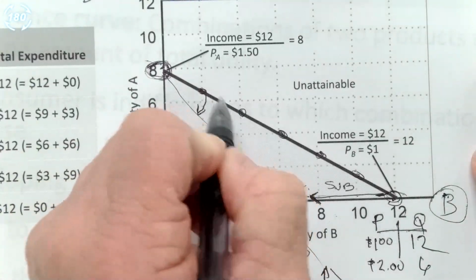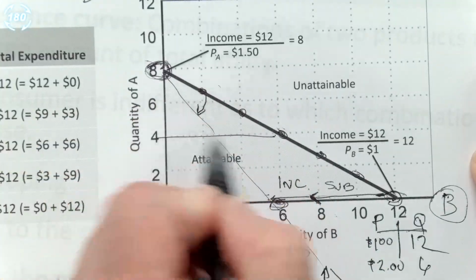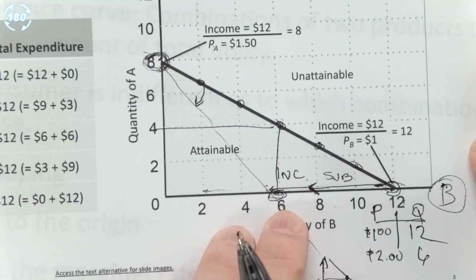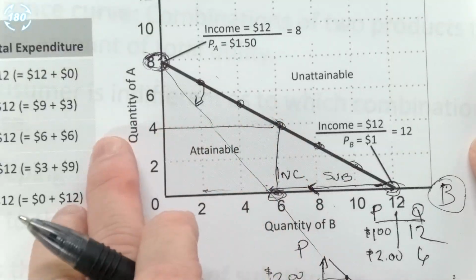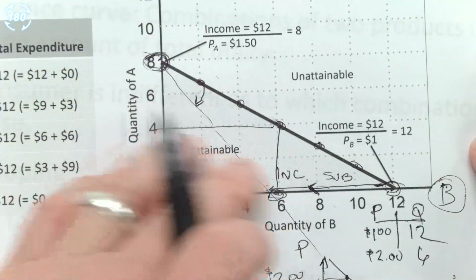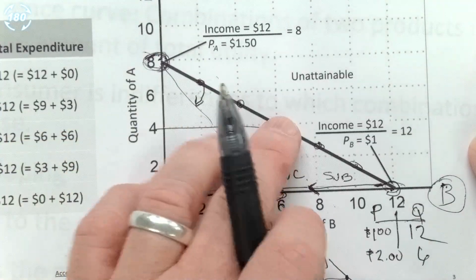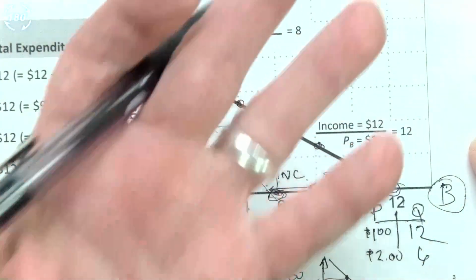So it's some sort of bundle in the interior here. It might be this one: 6 pounds of oranges, 4 pounds of apples. And it all depends. If the price changes, that's going to change that optimum consumption. But at any rate, there's some point on the budget line that delivers the most satisfaction.